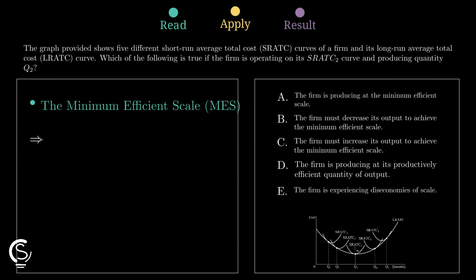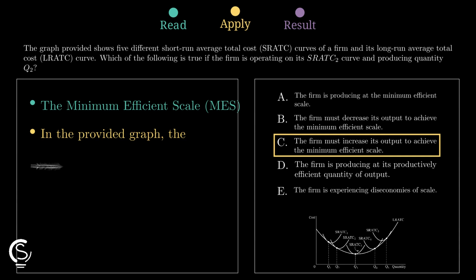To reach the lowest point at quantity 3, the firm must expand. Increasing output achieves minimum efficient scale, making option C correct.